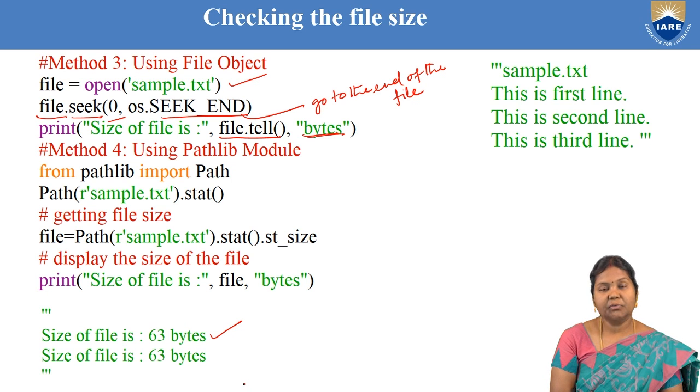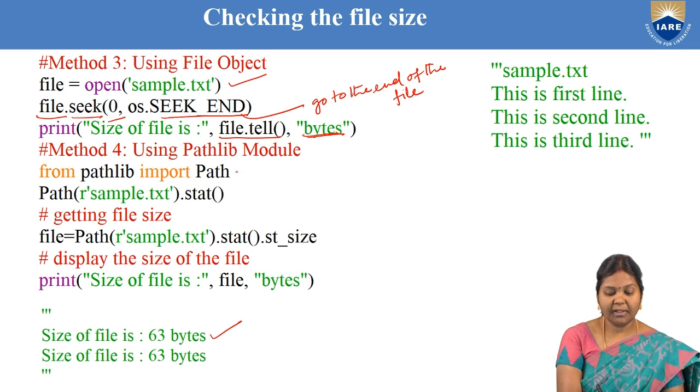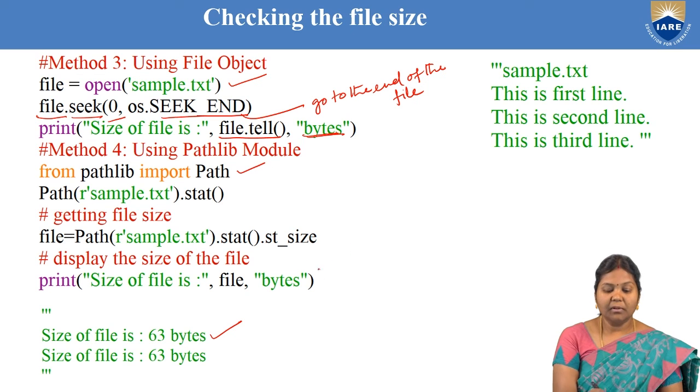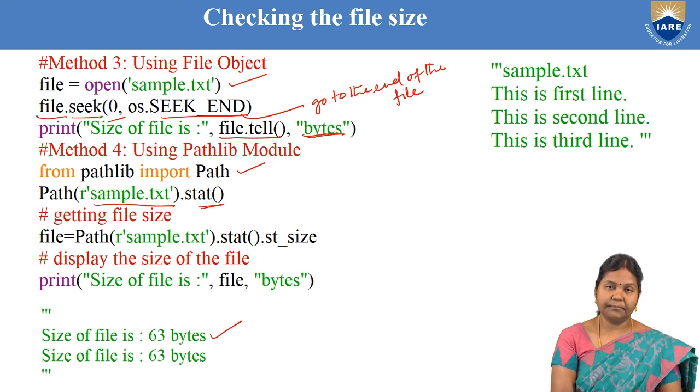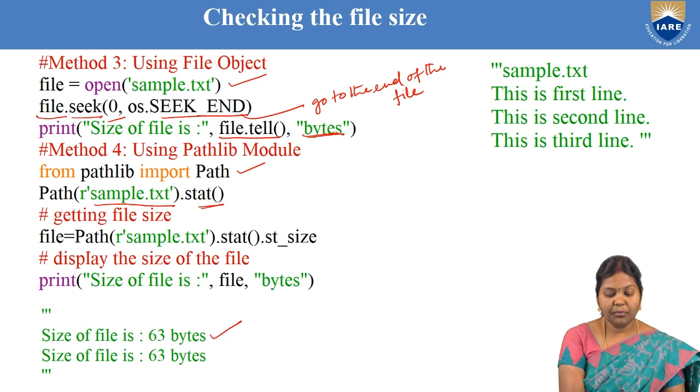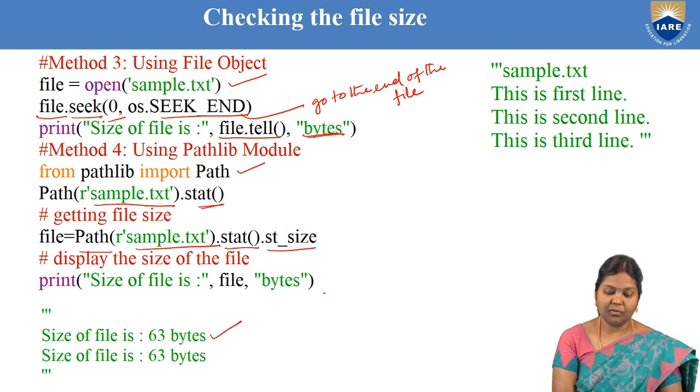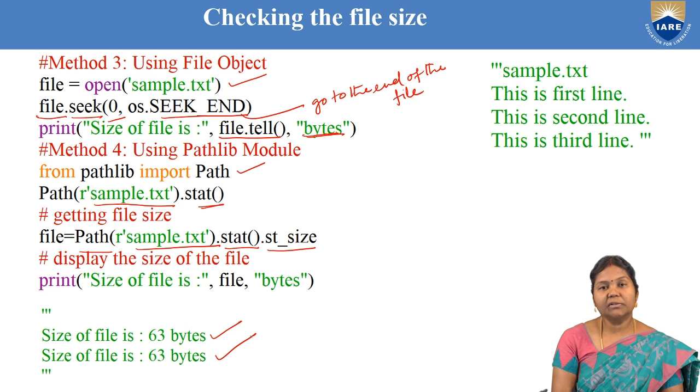Okay. Now there is one more way. The fourth method is using the pathlib module. You can also get the size of the file this way. From pathlib, you import Path. Now using this Path, you can write Path of sample.txt, then the stat method, dot st_size. This will give you the size of the file also. So these are the multiple ways we have discussed to check the size of the file in Python.